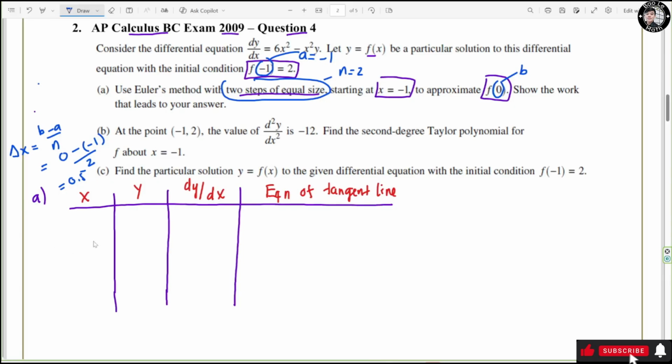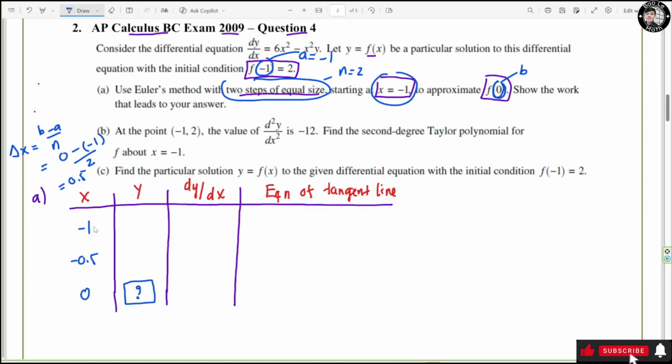Now we're going to start with the initial value, which is x equals -1 right here. And you keep adding 0.5 each time until you reach the final one, 0 right here. So you add 0.5, it's going to be -0.5. And add 0.5, it's going to be 0 right here, and you stop. And then the final value is right here. This is what you need to find.